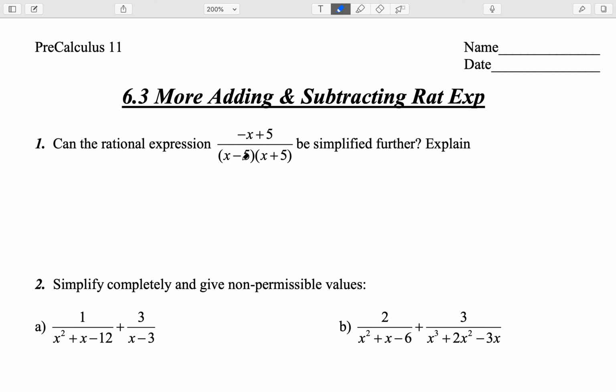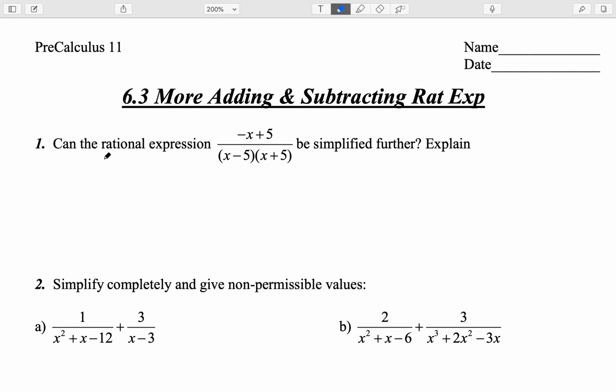This is x plus 5 and x minus 5 on the bottom. This is minus x, so it's kind of backwards, plus 5. So careful, this is not the same as this. This is x and 5, they're both positive. This is x and minus 5, one's positive, one's negative. This is minus x and 5, one's negative, one's positive. So these two can be turned into each other.